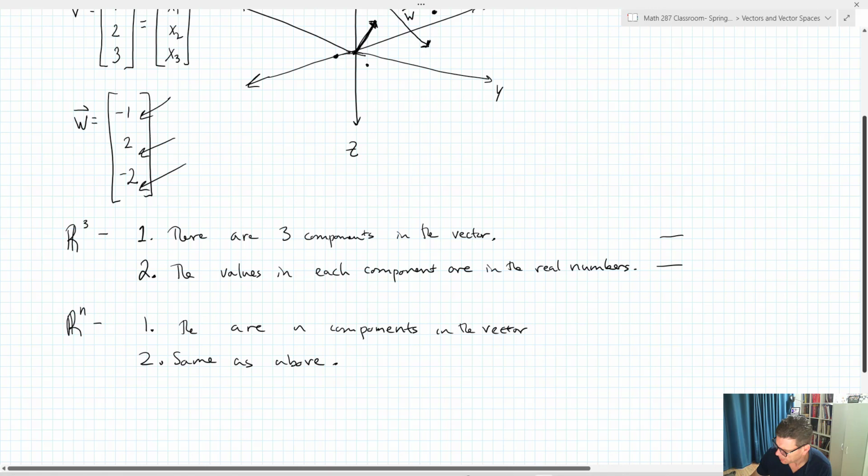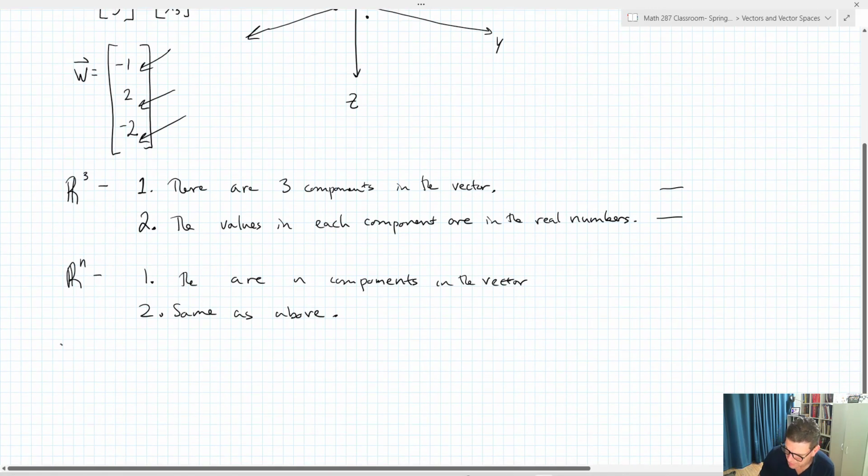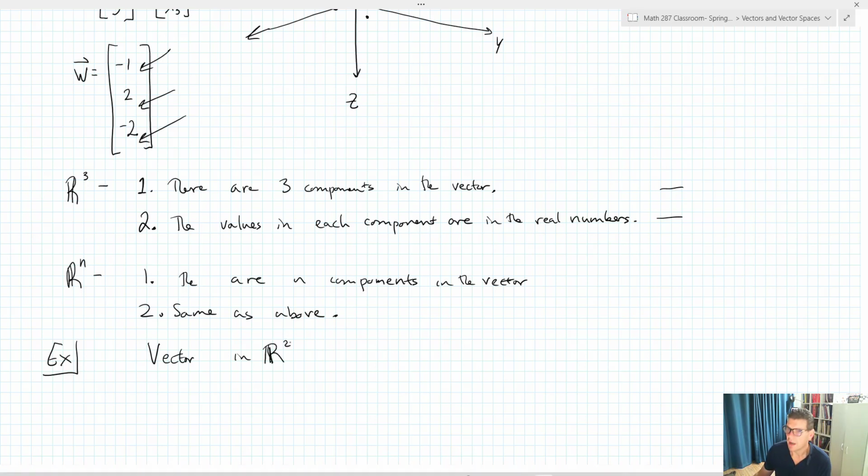So let's take an example. The example that we're going to be using a lot more here is: draw a vector in R2. I'll give you a second. Go ahead and pause, and draw the vector.